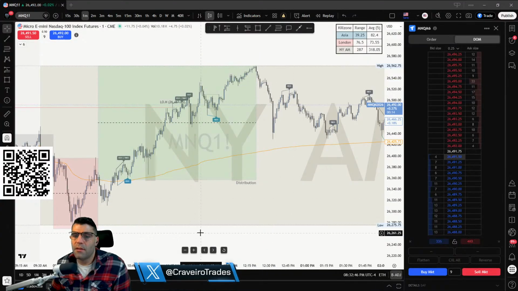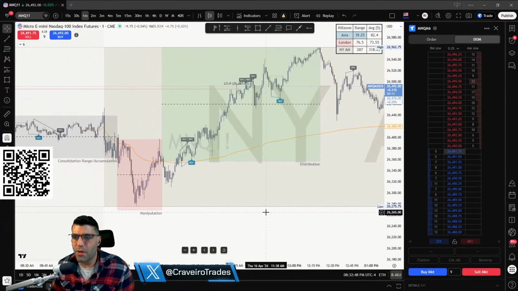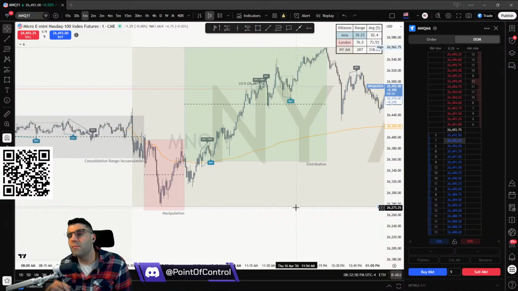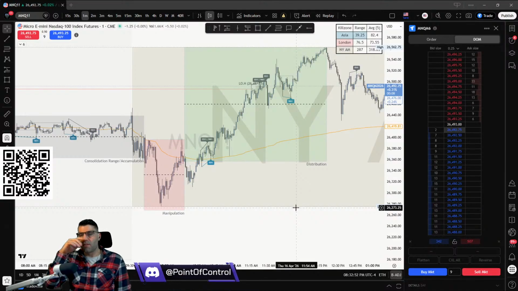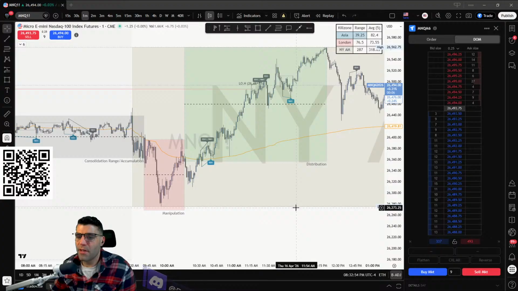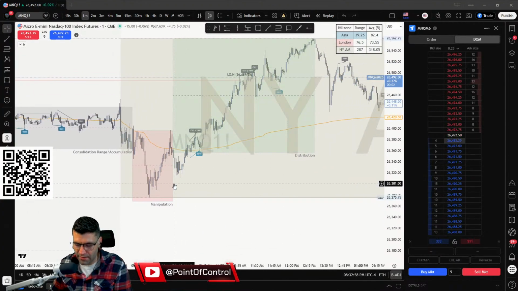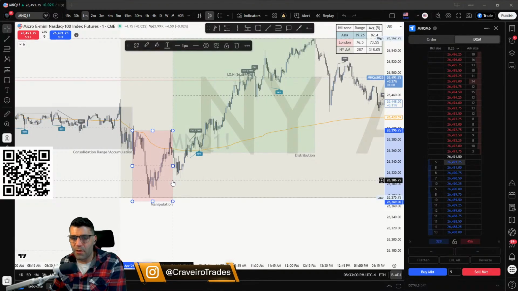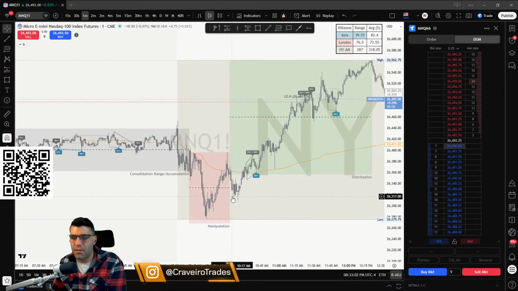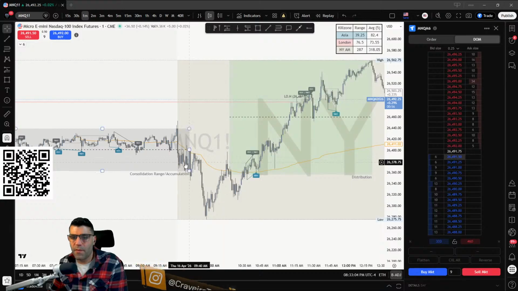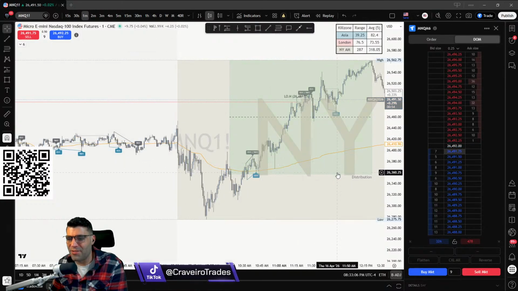CISDs aren't exactly something that you want to just enter a trade off of, but paired with other confluences, CISDs can be enough. A lot of times I will just take trades off of a change in the state of delivery paired with order flow confluences. That will sound very confusing.